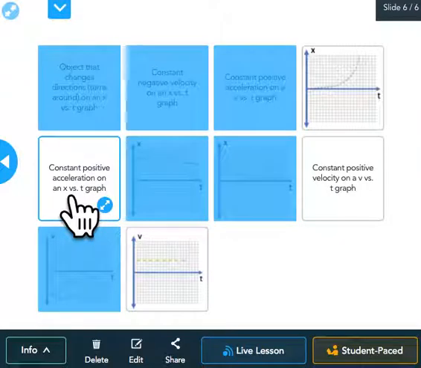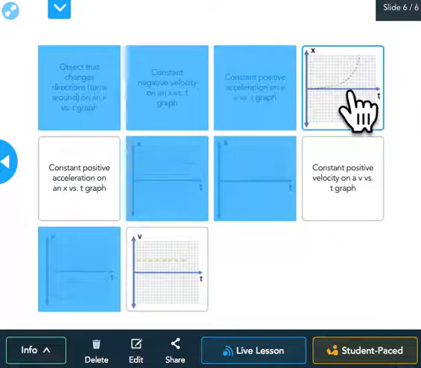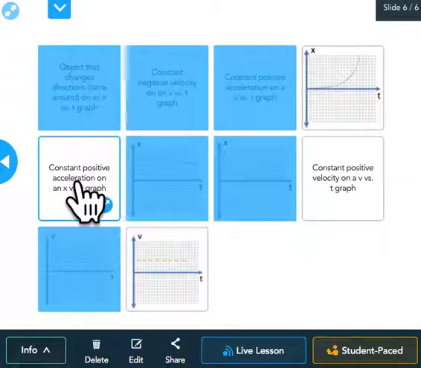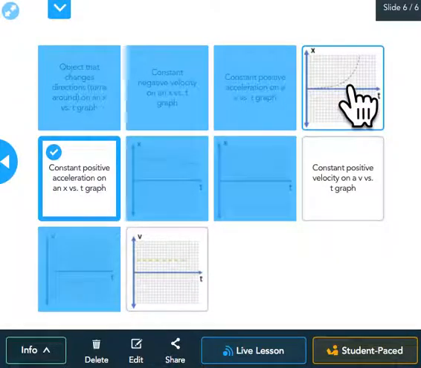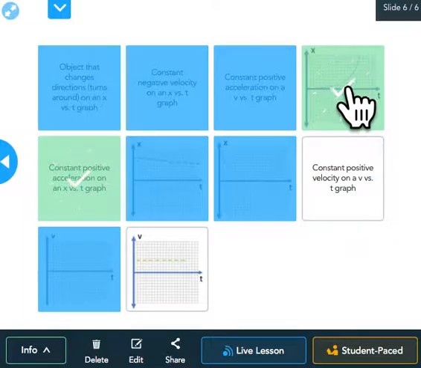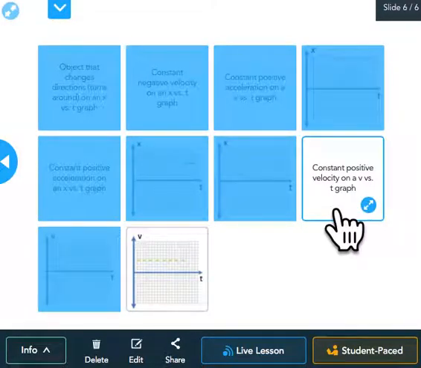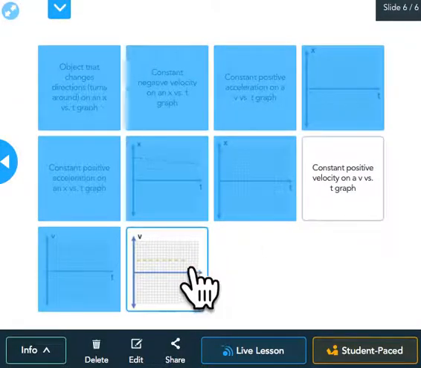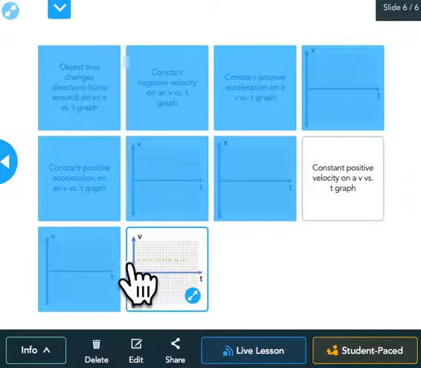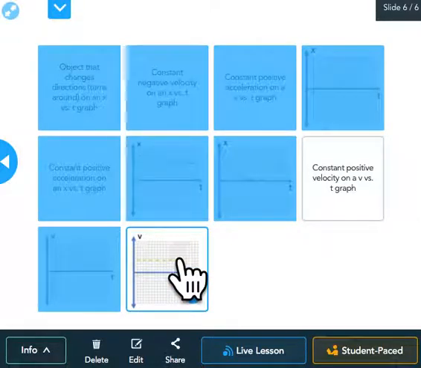A constant positive acceleration on an x versus t graph. So this is the only x versus t graph I have, and acceleration on an x versus t graph should be a curve. So those two match. And then a constant positive velocity on a v versus t graph. This is a v versus t graph. Velocity is positive and remains the same.